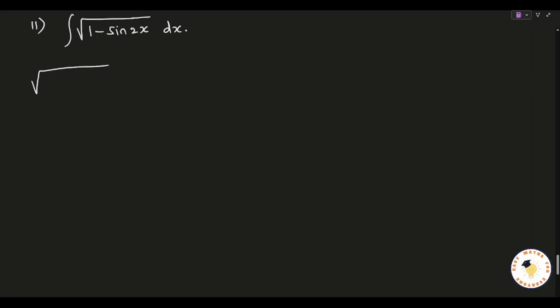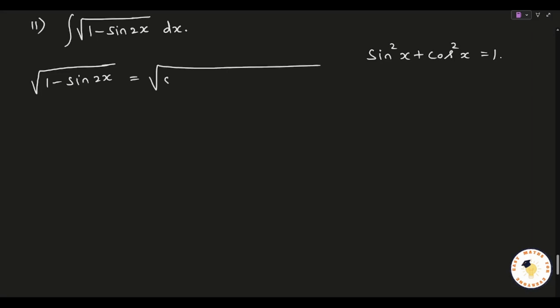Consider this root of 1 minus sin 2x. We know one trigonometric identity which states that sin square x plus cos square x equals 1. Replacing this 1 with sin square x plus cos square x, we can write this as square root of sin square x plus cos square x minus sin 2x.